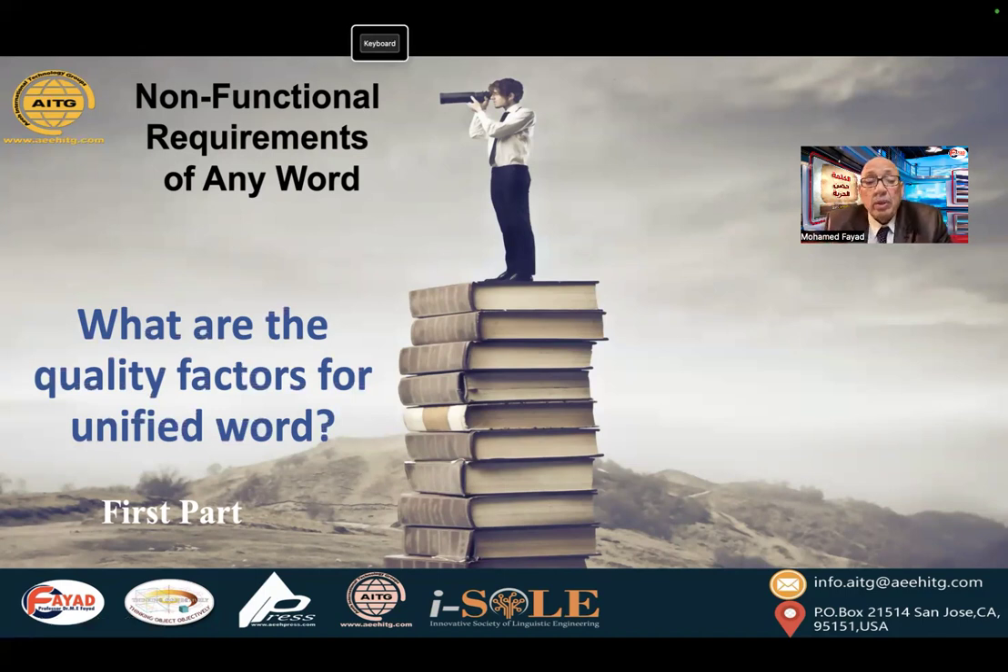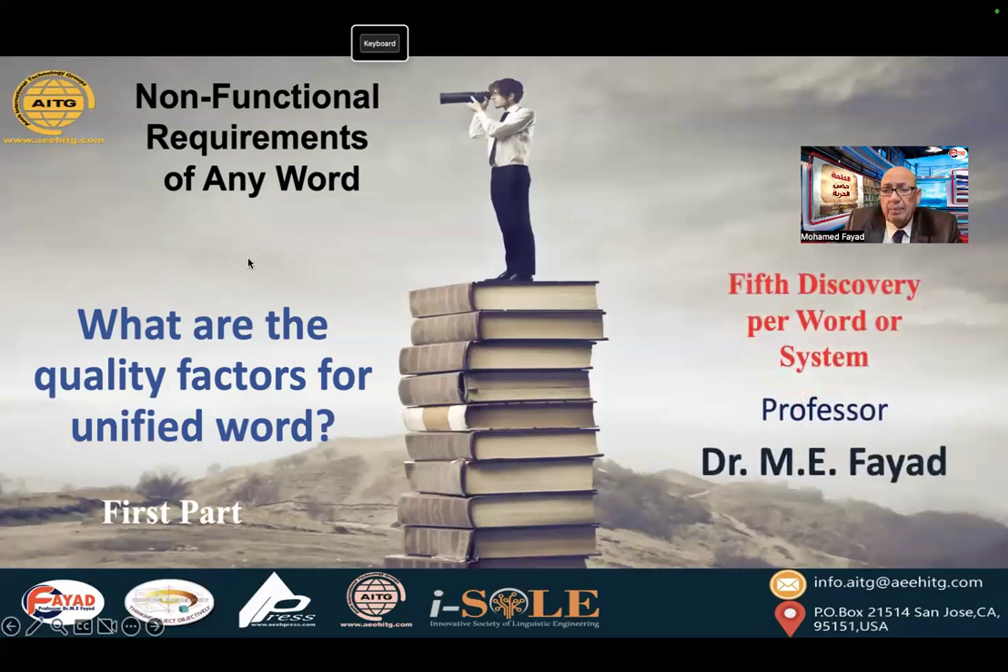The question here is, what are the quality factors for unified words? Probably we know the definition for this, but this is not the right definition, by the way. And this is the first part, because we're going to show several parts about this, to show many different ways to look at it, how to abstract it, how to do a lot of stuff with it. So this is actually, as I told you, the fifth discovery, of any word or system. Now we're going to discuss what's going on here.